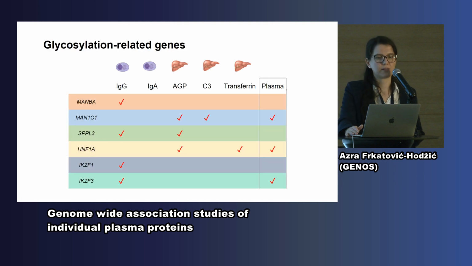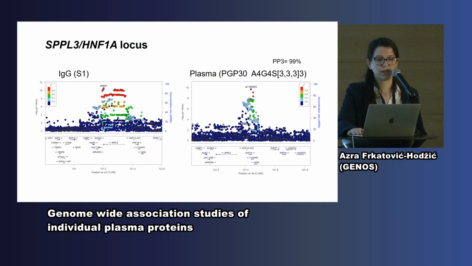And I also included here some other glycosylation related genes that might be interesting. We see, as I mentioned, the mannosidase beta in IgG, but then we also have a mannosidase enzyme in AGP and C3 on chromosome 1. And then here these two, SPPL3 and HNF1 alpha. I will mention these because, again, I checked whether these associations are the same between plasma and IgG, and what we see is that the pattern of association in the region does look different.